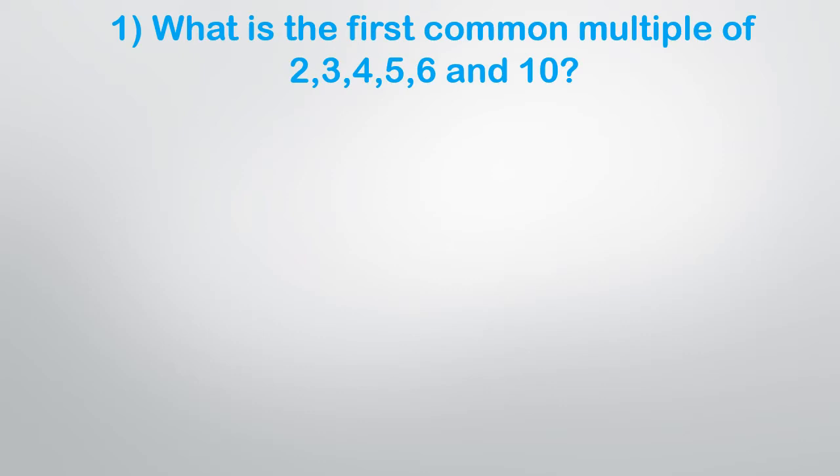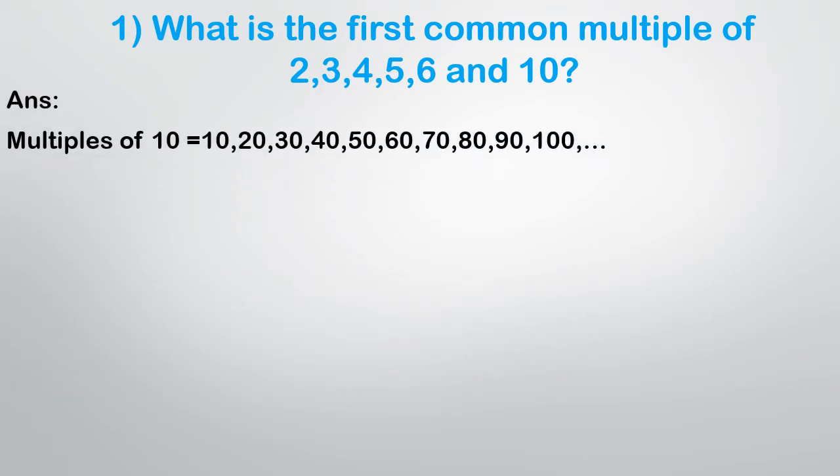So for that we have to write the multiples of these numbers, then we have to choose the common multiple. Okay, here now I am starting with the multiple of the largest number, that is 10. Whenever we find the common multiple, when we start with the largest number, it is easy to find out the common multiple. It is easy to compare with the other multiples.